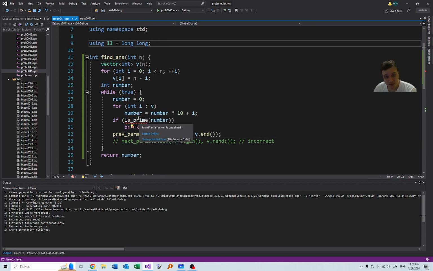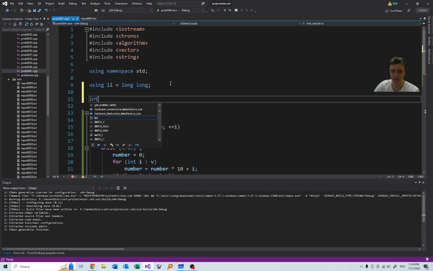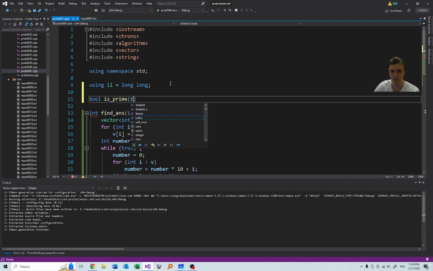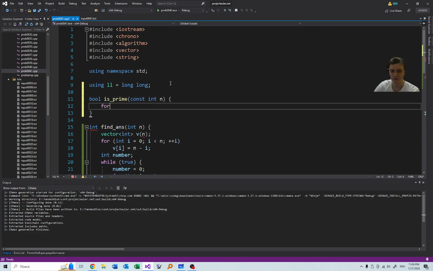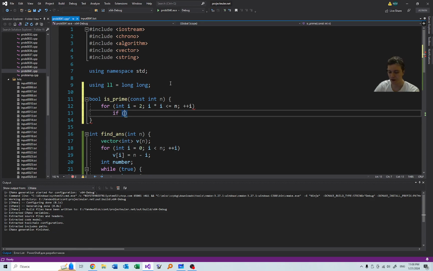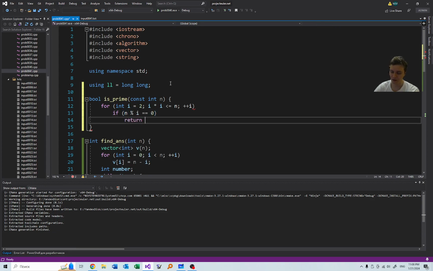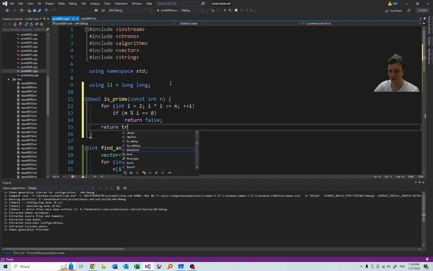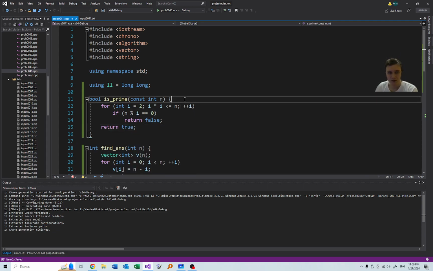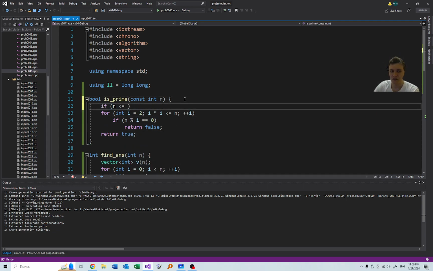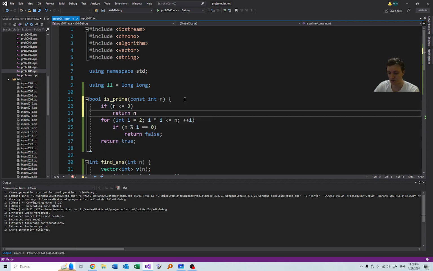Okay. Now we only need to check for primality. And we do it the usual way in square root of n time. If n%i equals 0, return false, or else return true. Also, if n is at most 3, return n is at least 2.